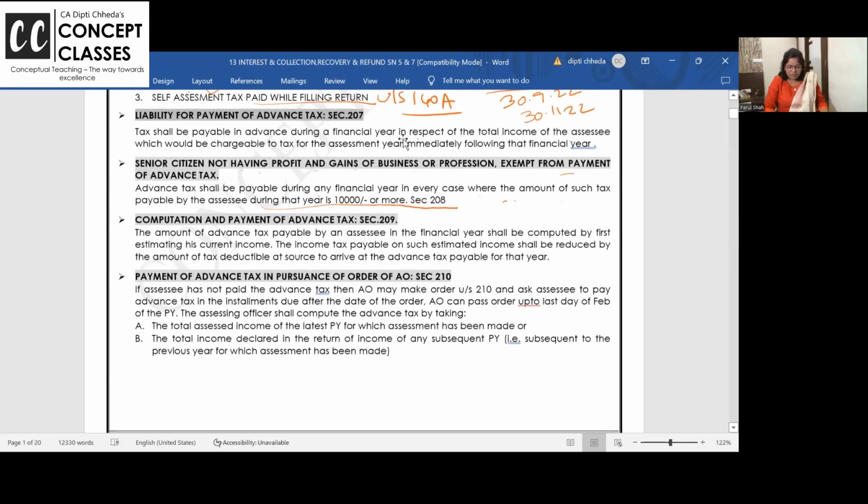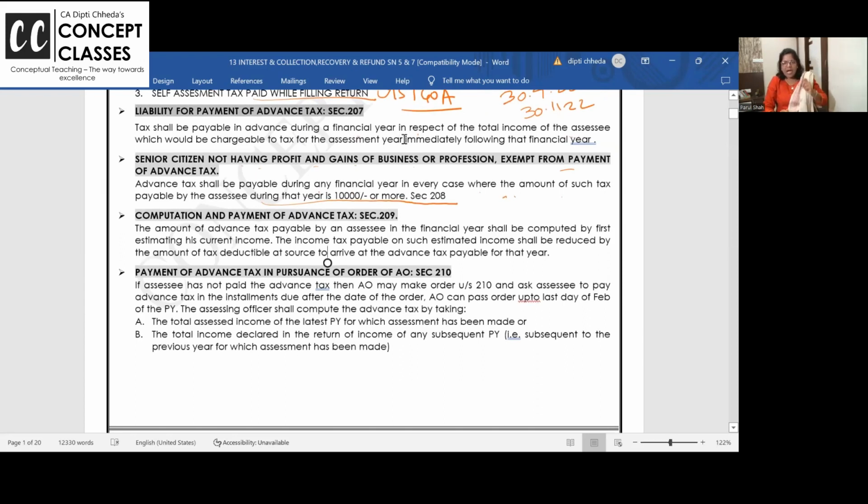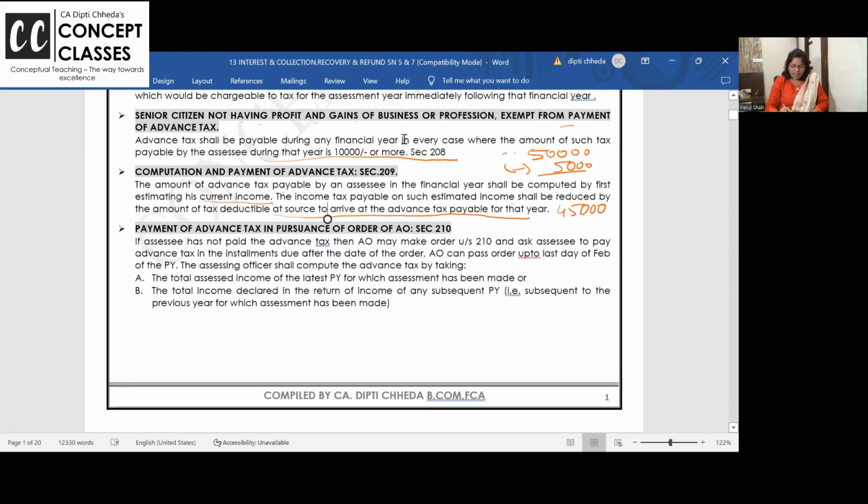Okay. TDS you have to consider because that's the tax already paid. How? That will be clear when we solve the problems. Computation and payment of advance tax. Advance tax payable by the assessee shall be computed first by estimating the current year's income tax payable, and shall be reduced by the TDS and TCS. Suppose on my current year's income, the tax is coming to 50,000. And I know that 5,000 is the TDS deducted by so and so. So how much do I have to pay? Advance tax 45,000. That I will pay in 4 installments.